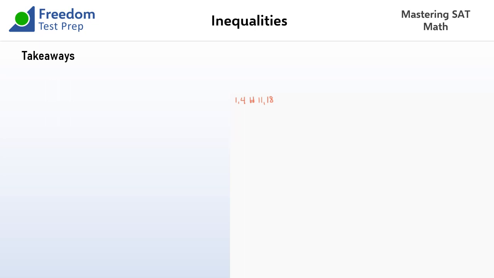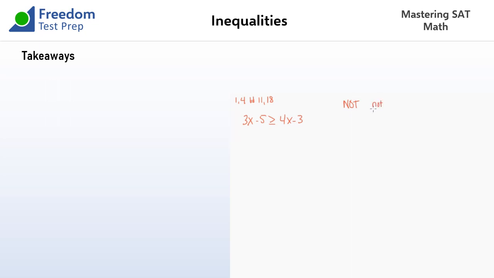So 11 reads, which of the following numbers is not a solution of the inequality 3x minus 5 is greater than or equal to 4x minus 3. Now, there's a couple of things before we even get into doing the problem. There's this big not there.